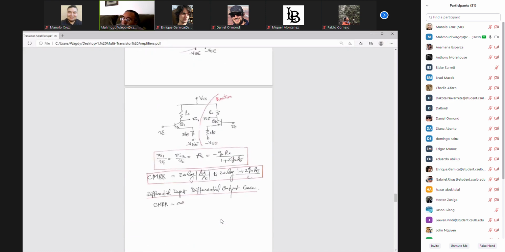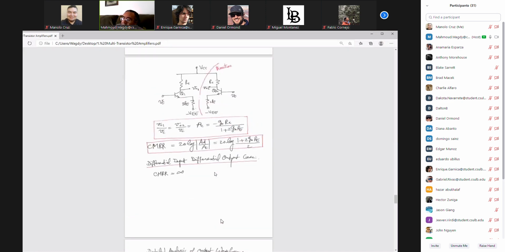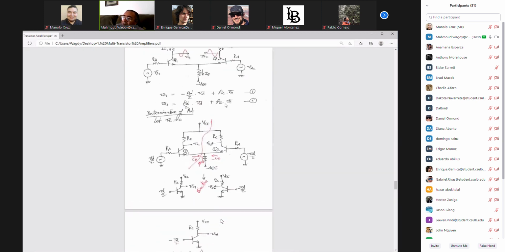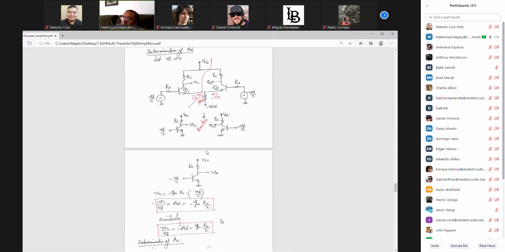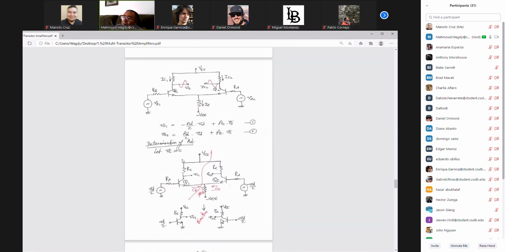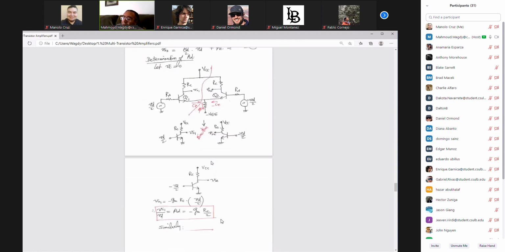Now let's determine AC. All right, for AC, we're talking about the common mode. How do we calculate the common mode component here, AC? Let's remove the differential component. How do you remove the differential component? By taking that VC here and VC here. You see? That circuit.